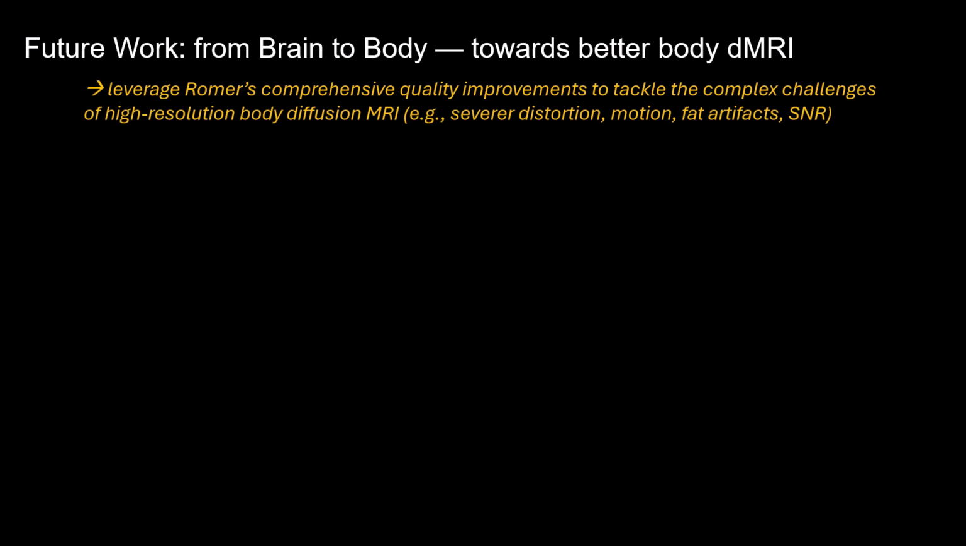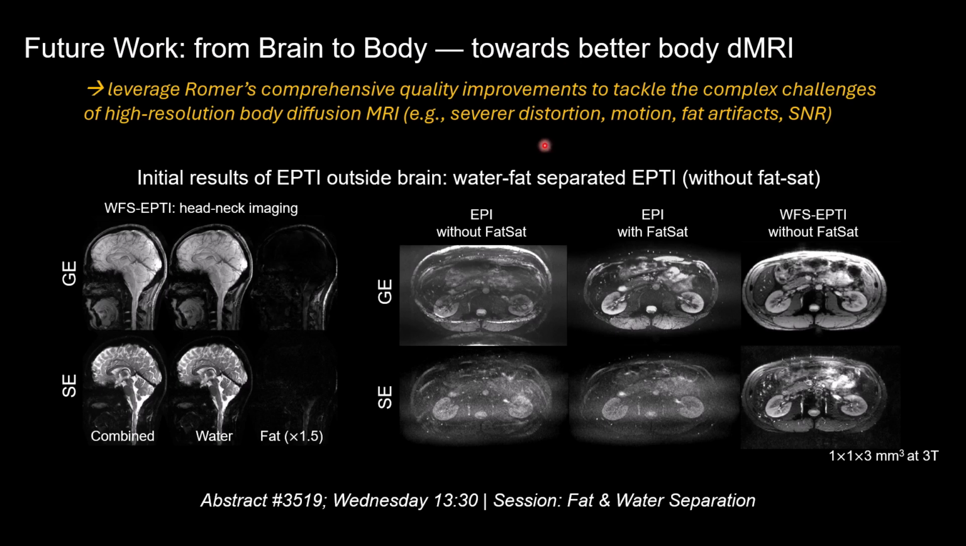Finally, we are also working on further developing this technique from brain to the body to leverage its comprehensive improvement to address the more challenges in body diffusion MRI. Here are the initial results of EPTI without Romer outside the brain. Here shows the improvement compared to conventional acquisition with EPTI, with much higher image quality and less artifacts.